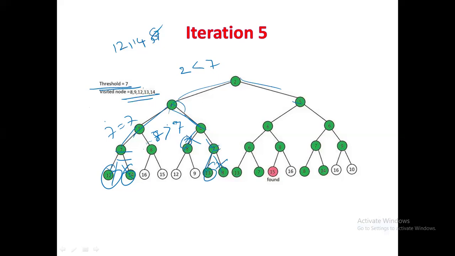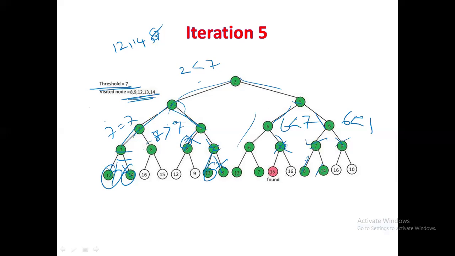Finally, the algorithm proceeds to explore the second child of the root node. Here 6 is less than 7, so we are exploring over here. Here we are stopping at 8. This will be explored, so 8 and 14, and this will not be explored because it is greater than 7. So the algorithm stops, the threshold value is 7, and the pruned values are 8, 9, 12, 13, 14.